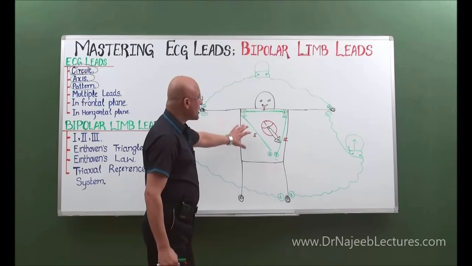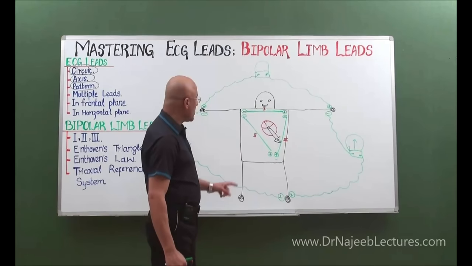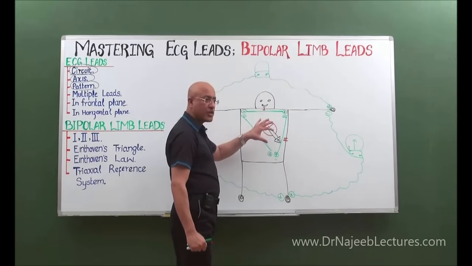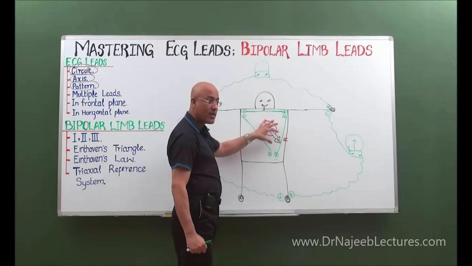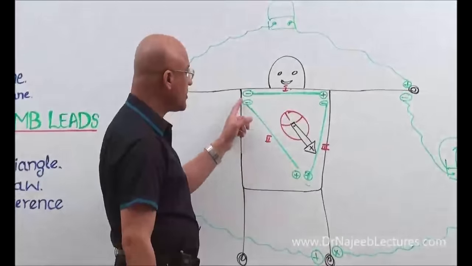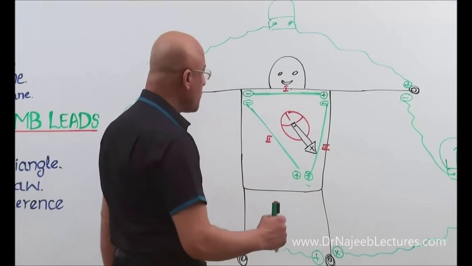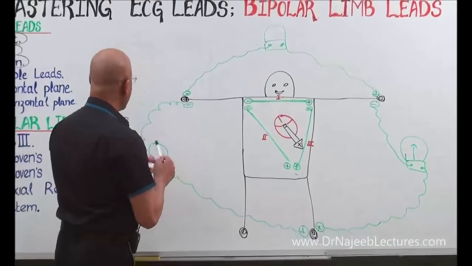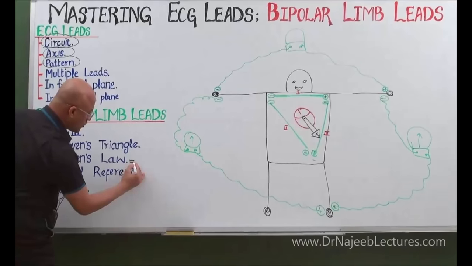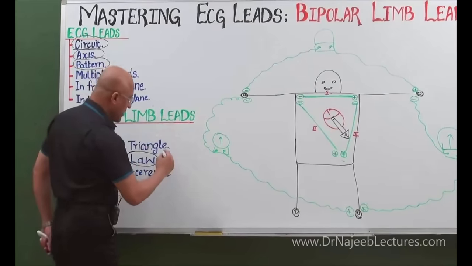Now, what is the importance of Einthoven's triangle? And what are the practical applications of Einthoven's law? Right now, I'm going into detail. The triangle you already know. This is another thing, which is called Einthoven's law. Before I go into detail, I will put down Einthoven's law here. This is Einthoven's law. What is Einthoven's law? Then I will explain.